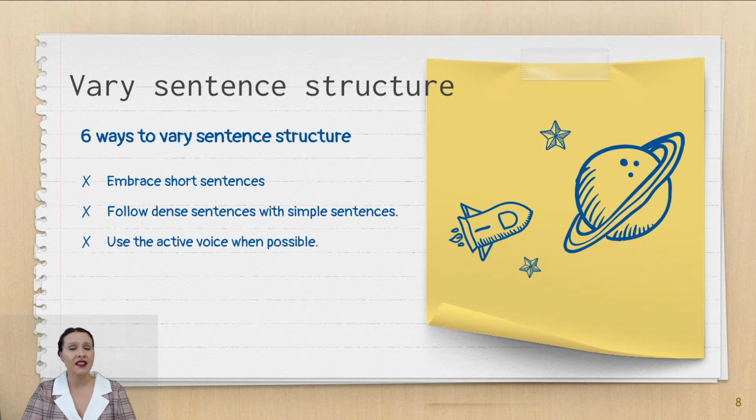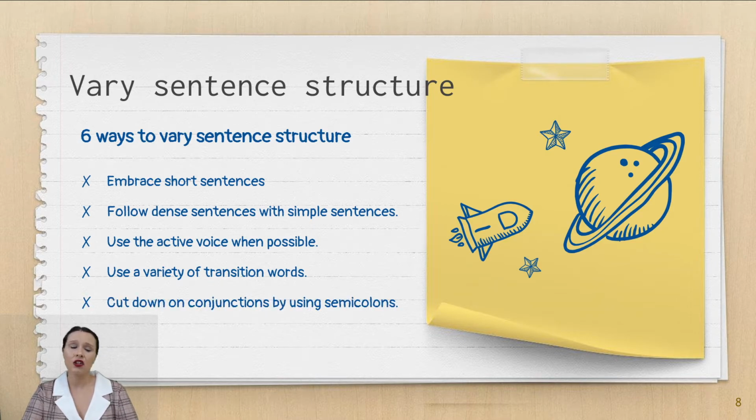Also use the active voice whenever possible. So remember, this is subject, verb, object, and in this case the subject is performing the action. Alright, then use a variety of transition words whenever possible. So transition words can be used for addition, for emphasizing, for order, comparisons, contrasts, cause and effect, and of course to indicate summary. So use as many transition words as possible.